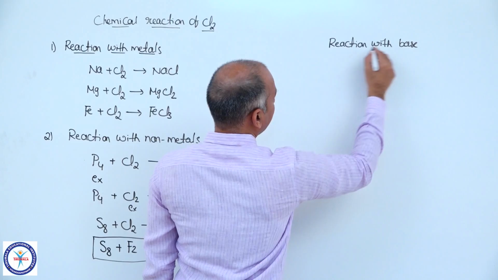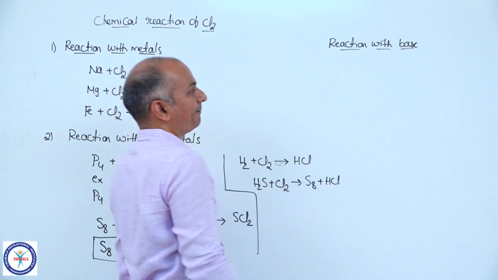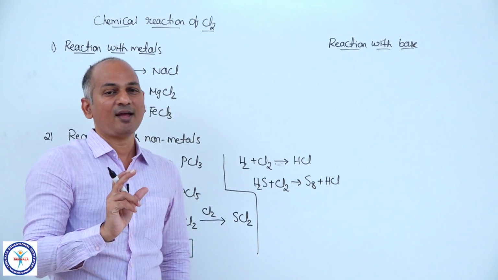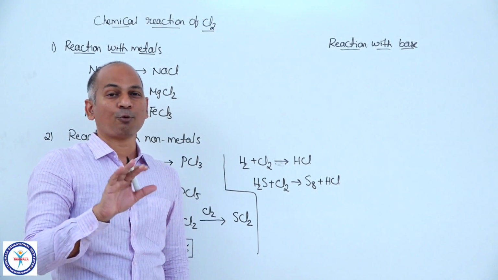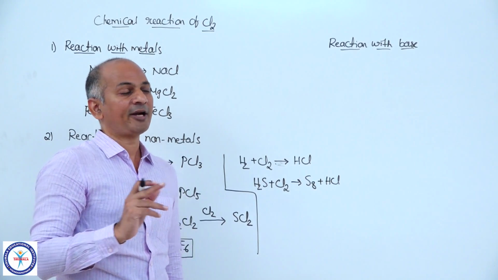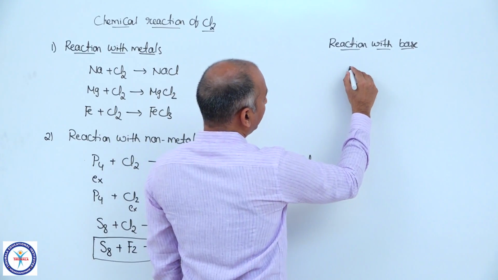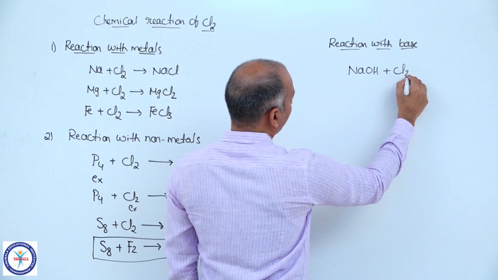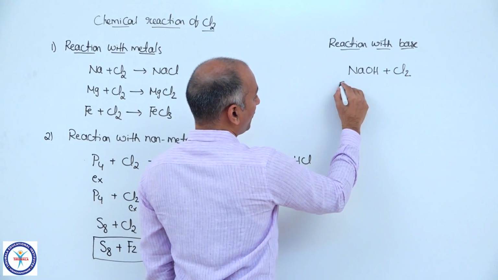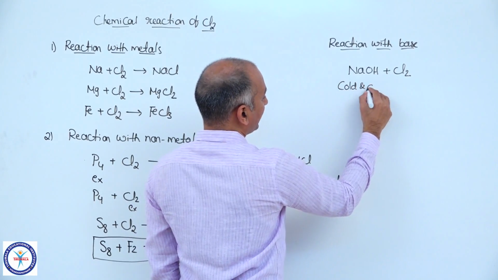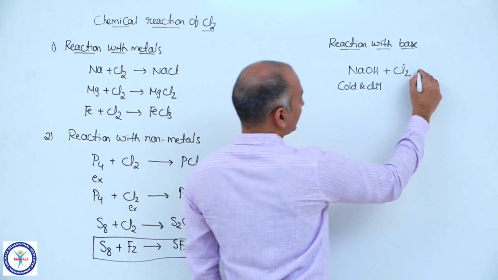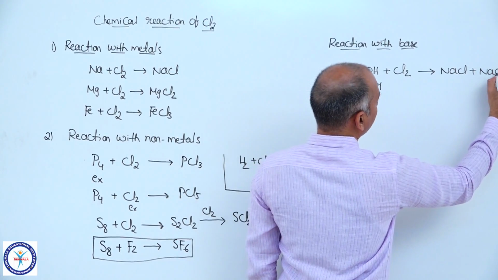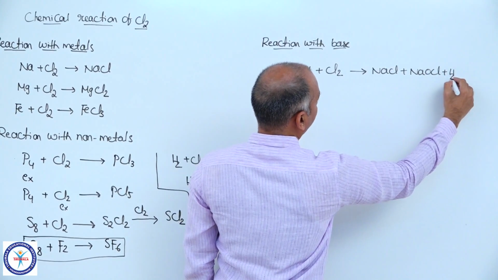NaOH or Ca(OH)2. Now just in the previous topic I mentioned some reactions: how chlorine reacts with NaOH at room temperature, at high temperature. Now let me repeat that. With NaOH, chlorine reacts under cold conditions, cold and dilute NaOH. If this is the case, then the products are NaCl and NaOCl plus water.